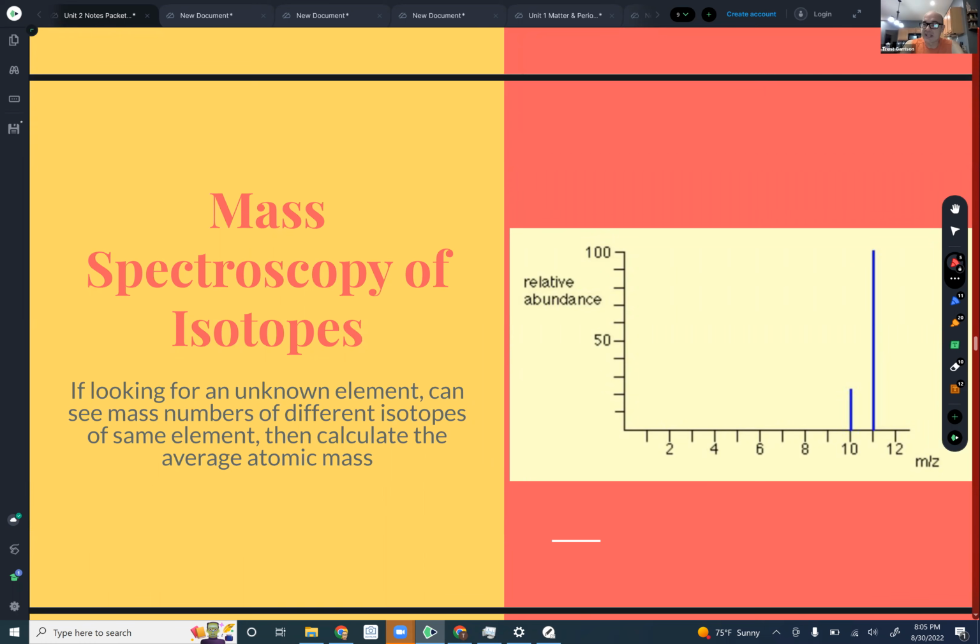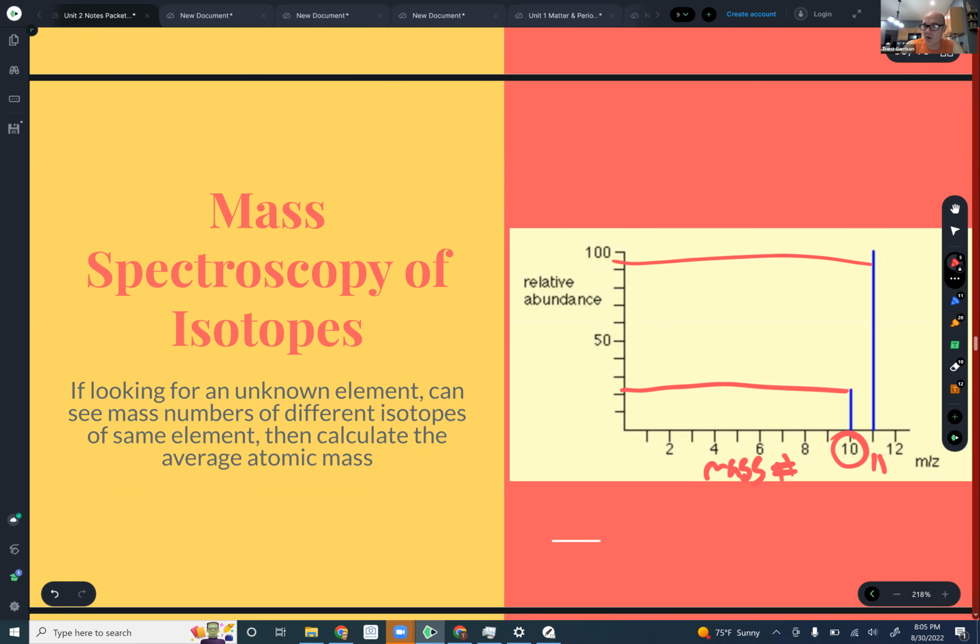Another use for it is for us to learn what the isotopes are inside of a sample of an element. When we take these samples, the numbers down below represent the mass numbers. So we would have two isotopes of an element. They have the same number of protons. Their mass numbers are 10 and 11. Then we can estimate what their percentages are, and we can figure out the average atomic mass through the same formula that we used before. We take the percentage multiplied by the mass number of the samples.